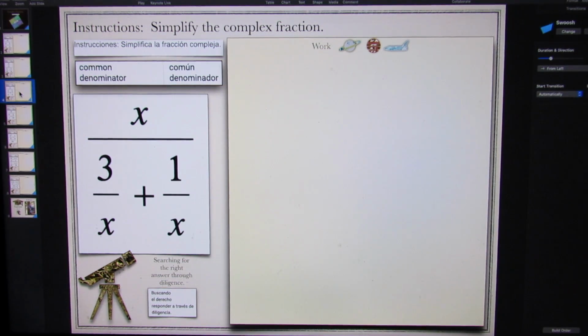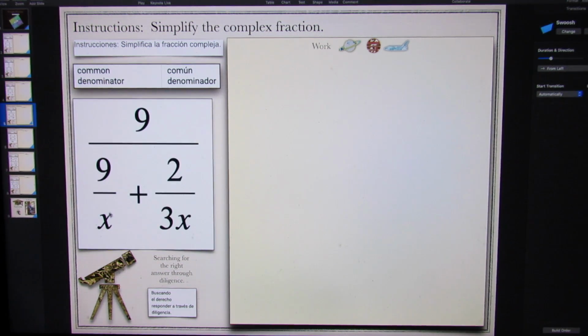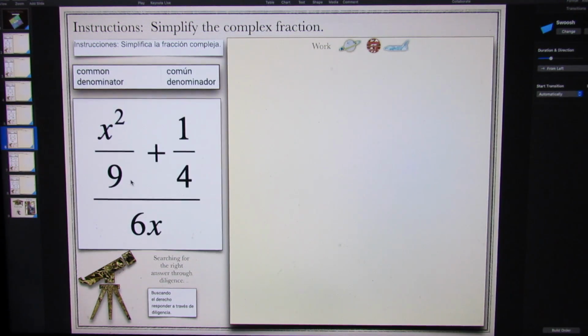You'll see some variables in the fractions, not a big deal. You still need a common denominator. You already have it there. This one looks like you have to multiply by 3 to make this 3x, which would be the same denominator as this one, and you'll go on from there. An exponent and everything, not a big deal. You'll have to be able to do that. You'll get your common denominator here, add those numerators together, divide by 6x, and you'll have the answer.